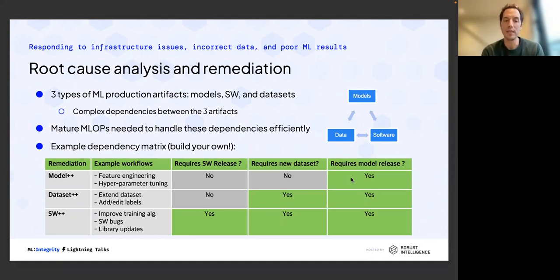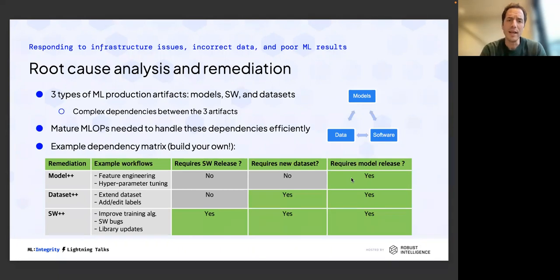The other is the data sets that are used to train the models. And the third piece would be the software or the systems that are put in place to deploy those models. And there are these complex dependencies between these three components, and it's important to identify those very well. Now, I'm showing a dependency matrix that is true for one of our use cases, but it's not necessarily the one that applies to your own use case. So I would recommend you do this exercise and try to identify these dependencies.